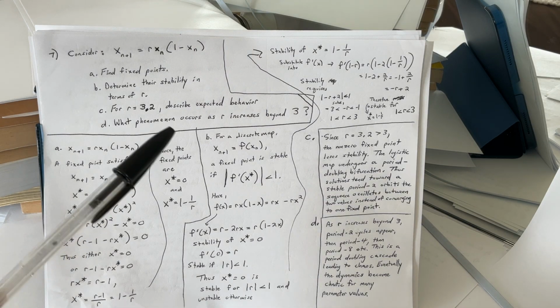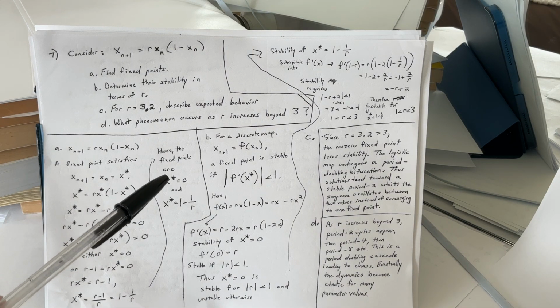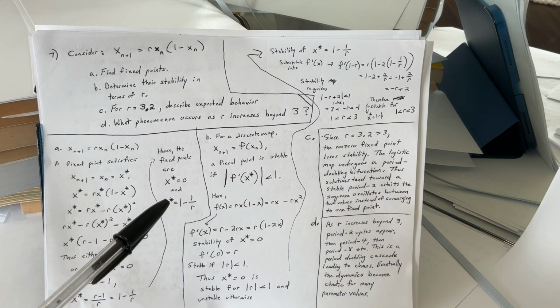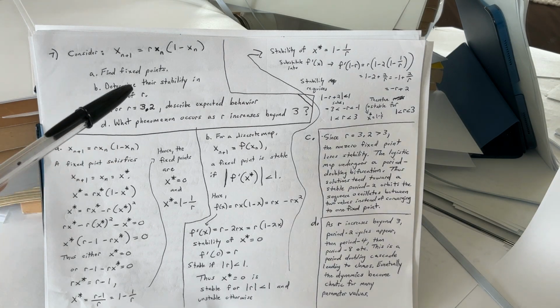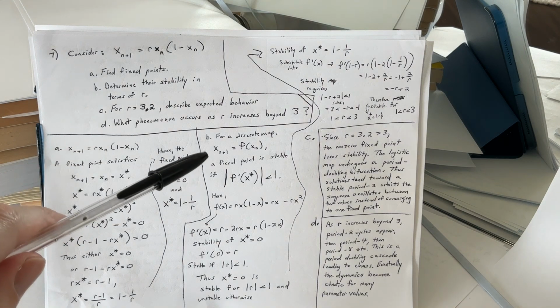So we have fixed points at x star equals 0 and x star equals 1 minus 1 over r. That's for our fixed points. Okay, so moving along to number 2, determine their stability in terms of r.